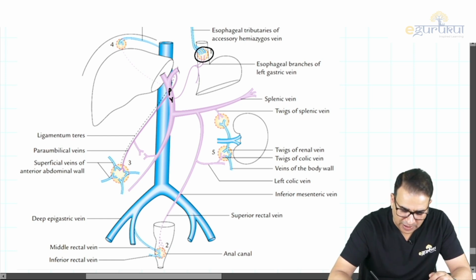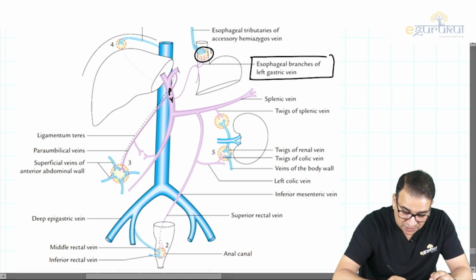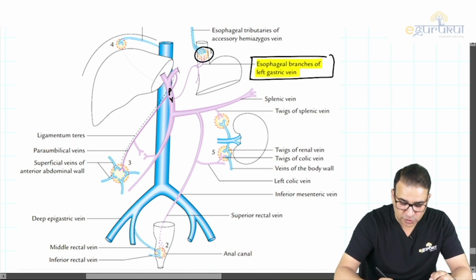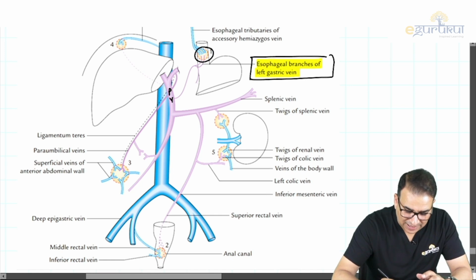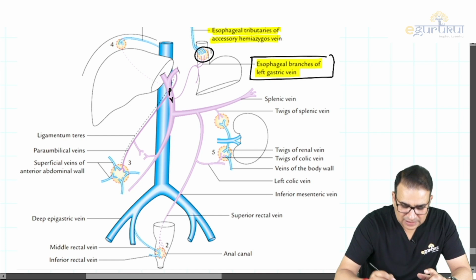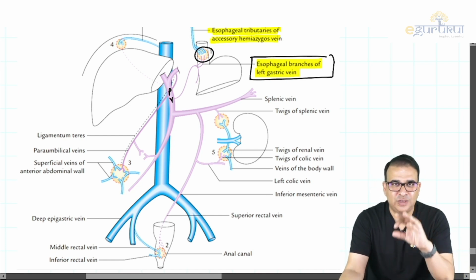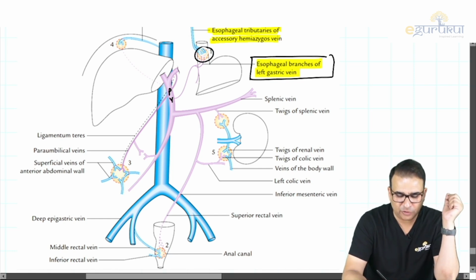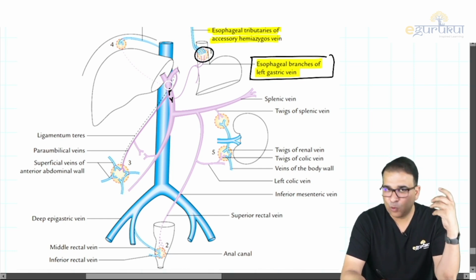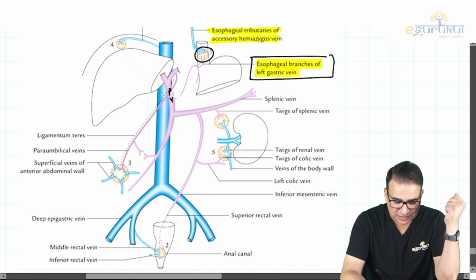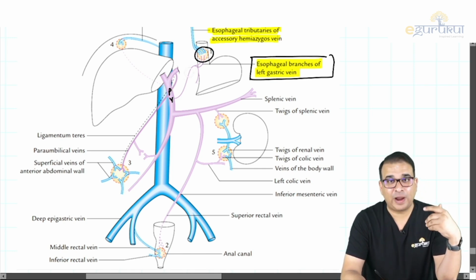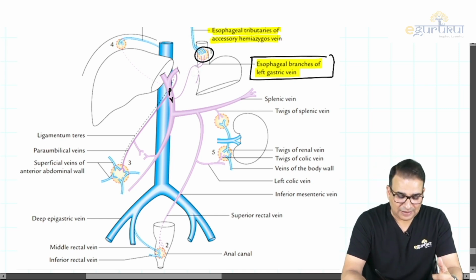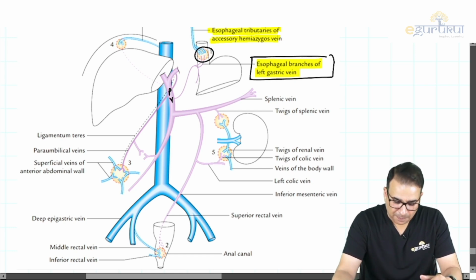Guys, left gastric vein is a branch of the portal vein. It is anastomosing with the esophageal branches of the azygous and hemiazygous vein. At the lower end of the esophagus, the venous drainage goes into the azygous and hemiazygous vein, and that becomes the site of portosystemic anastomosis. So when there is a portal hypertension, there is a backflow here. Then obviously when there is a backflow, the portal vein blood is trying to find the way to reach the systemic circulation, and it will engorge this area and cause esophageal varices.